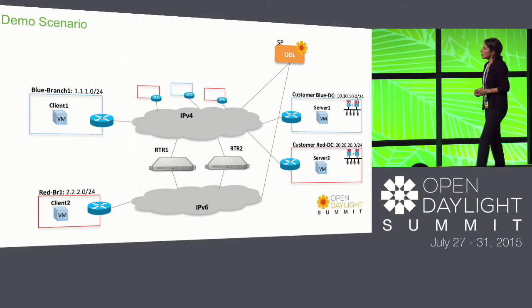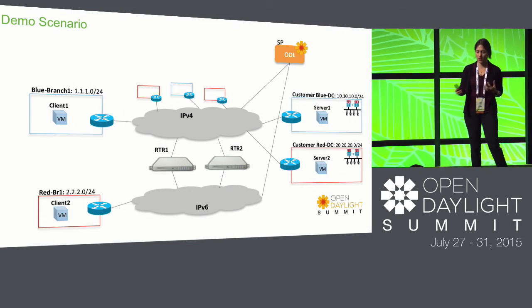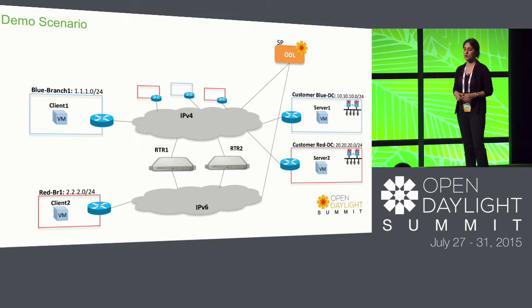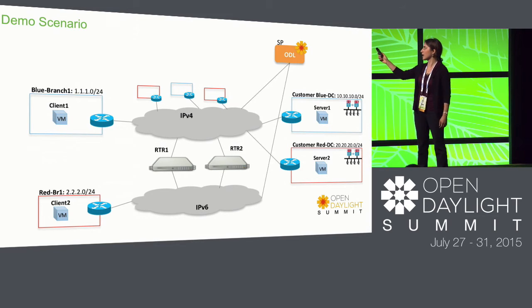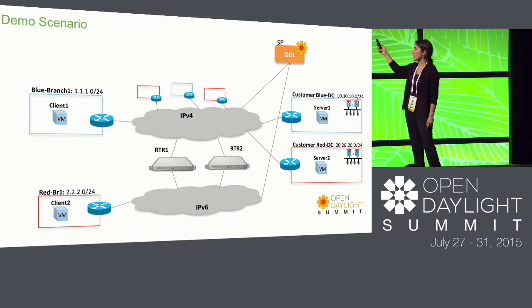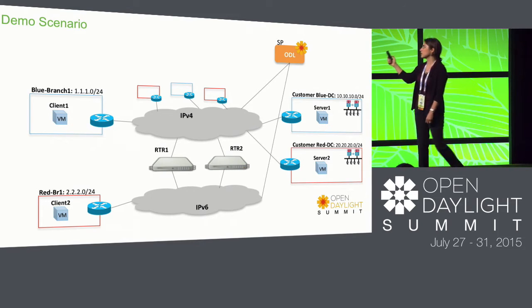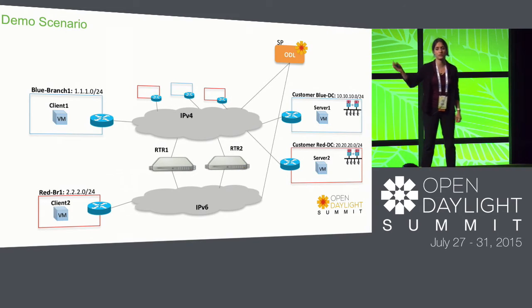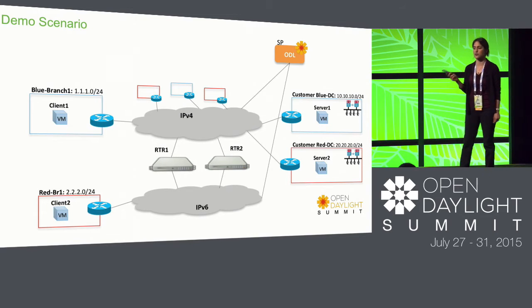Okay. So the demo scenario is showcasing a service provider using the OpenDaylight controller to offer connectivity and overlay services to its customers. So here we have a blue customer, which has a data center and a couple of branches connected over a v4 core. We also have a red customer with a data center connected to v4 core and a couple of branches connected also over the v4 core.